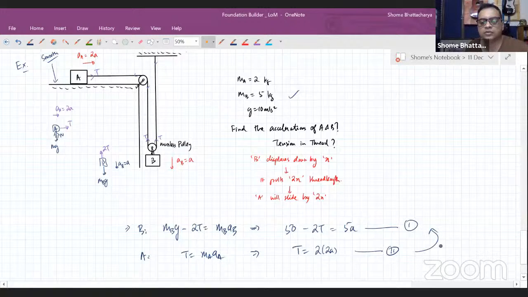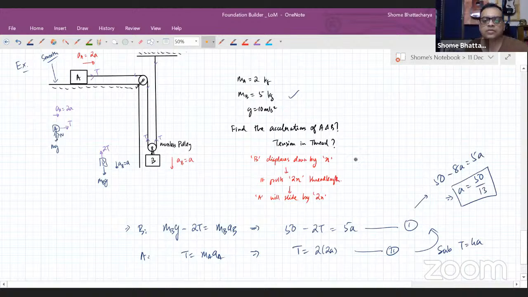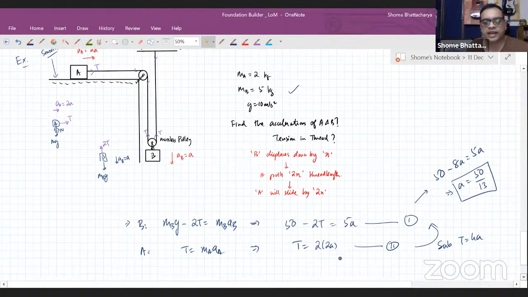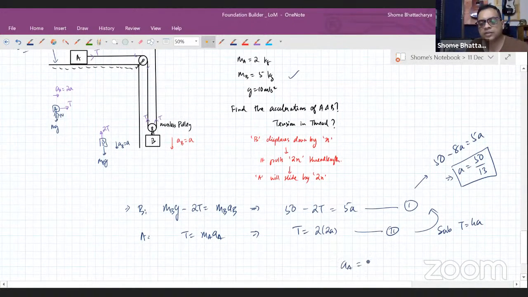So we'll substitute T equal to 4a here. So we'll get 50 minus 8a is equal to 5a. So a, as you can see, will come out to be 50 by 13. Okay. So once we get that, we know that acceleration of A will be 100 by 13 horizontally like this, and acceleration of B will be 50 by 13 downwards like this.